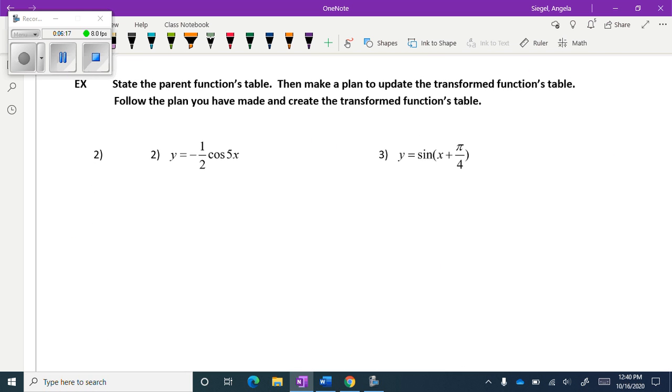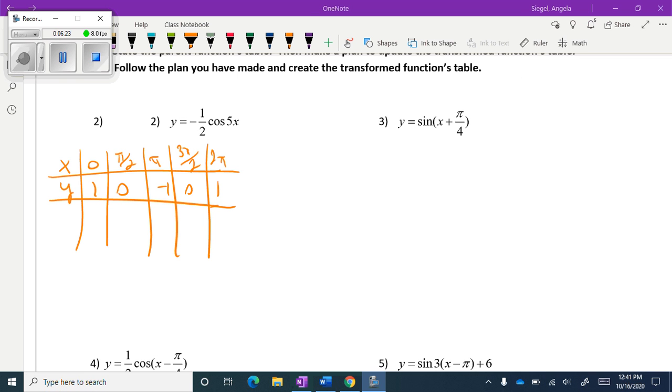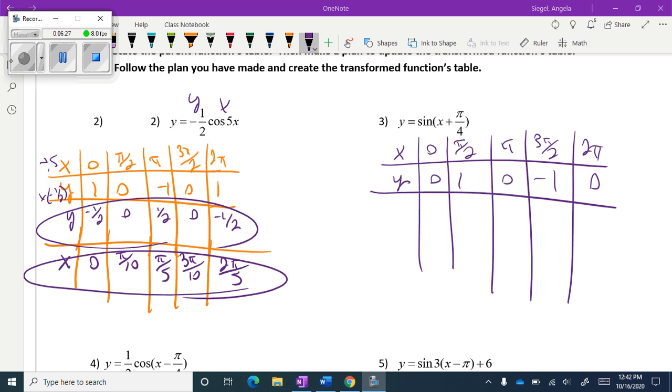So go ahead and try 2 and 3 on your own and see what you can do with that. And for these, let's just, for the sake of time, just create the table. Okay, so on this one, this is kind of like when we did the other day.